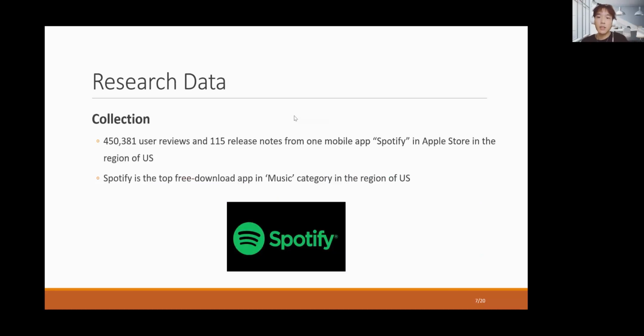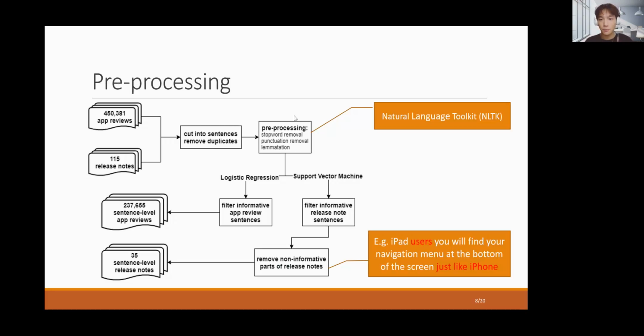So the dataset of this study is composed of the app reviews and the release notes of one mobile app, Spotify, in the music category in the Apple App Store in the US region. As the most popular mobile application for streaming music, it has hundreds of thousands of reviews, but not many pieces of release notes. So it's well suited for our preliminary manual analysis.